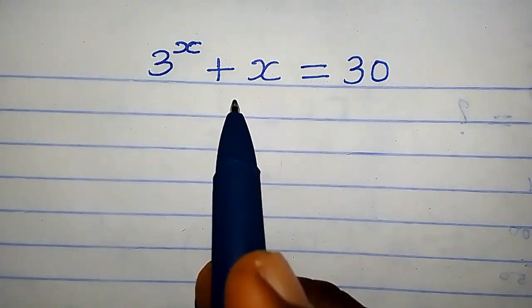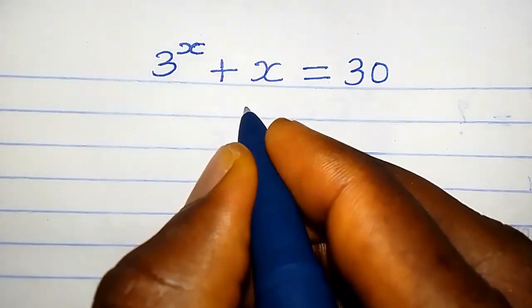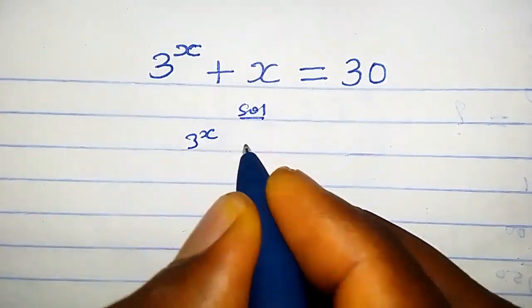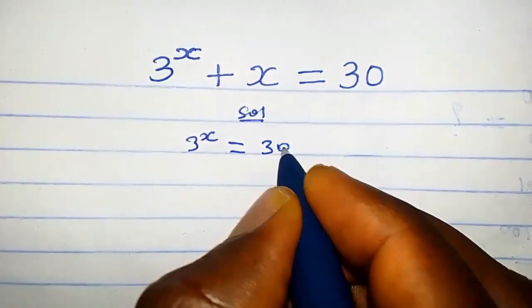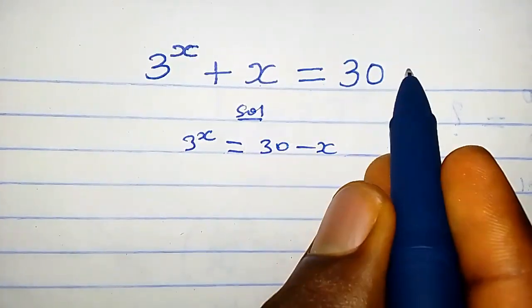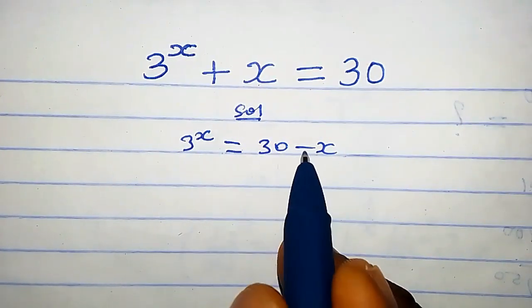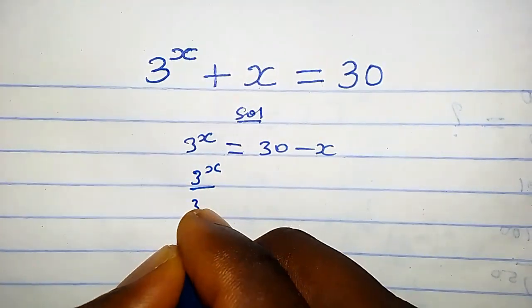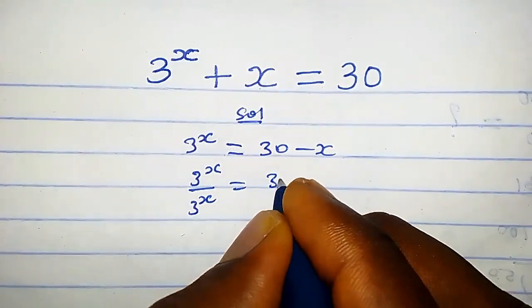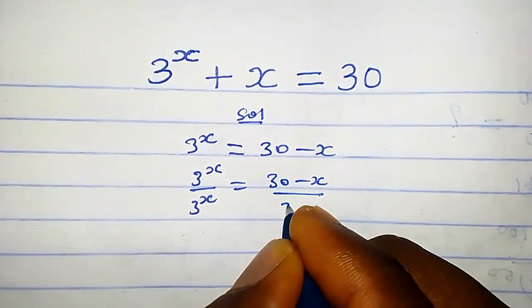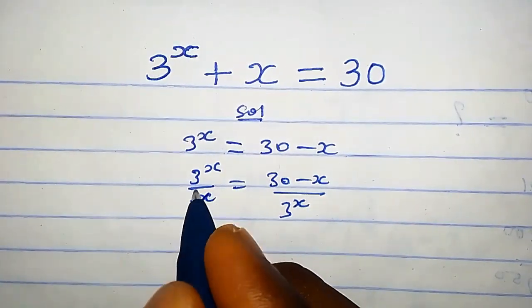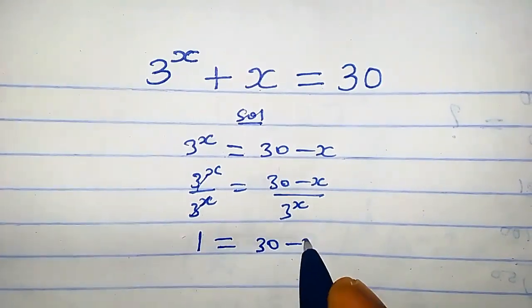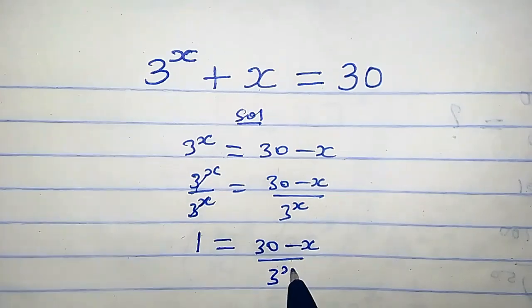Hello, how do we solve for x in this equation? Solution. We can write this as 3 raised to power x equals 30 minus x when we transfer this to the right hand side. Now let's divide both sides of this equation by 3 raised to power x. So we're going to have 3 raised to power x over 3 raised to power x equals 30 minus x over 3 raised to power x. Obviously this cancels this, so we have 1 equals 30 minus x over 3 raised to power x.